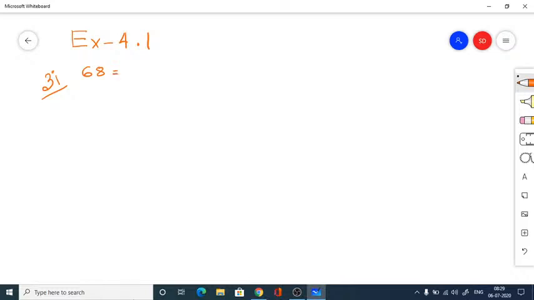What numbers when multiplied will give you 68? 1 into 68 will be 68. Now see, it is an even number, right? Because it is ending with 8. So it is divisible by 2. So in the rough column, this is my rough work, I can divide 68 by 2 and see. If you can do it mentally, it's very good. But if you are not able to do it mentally, then you can do it in the rough work.